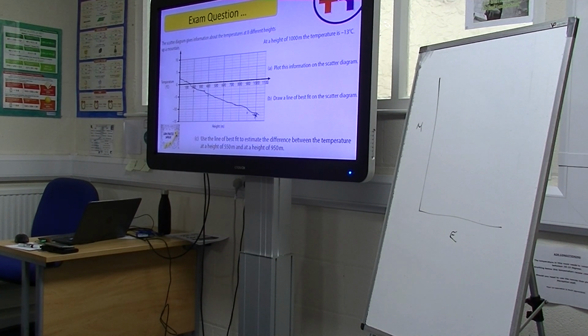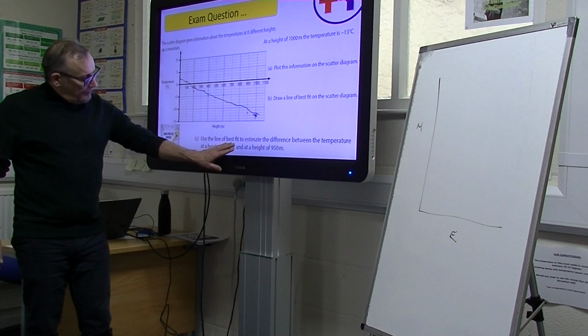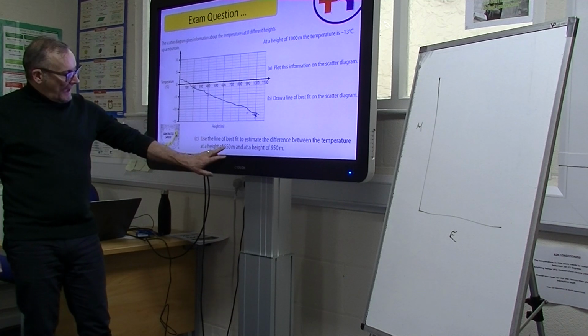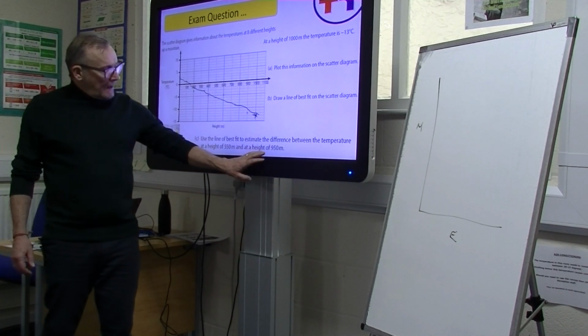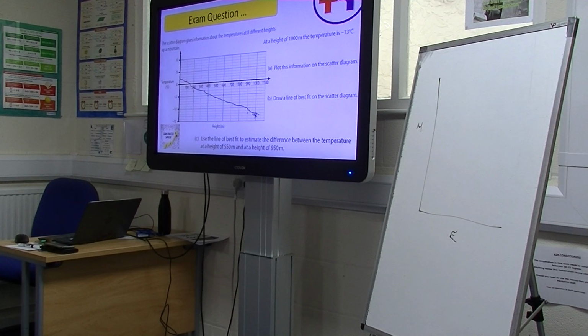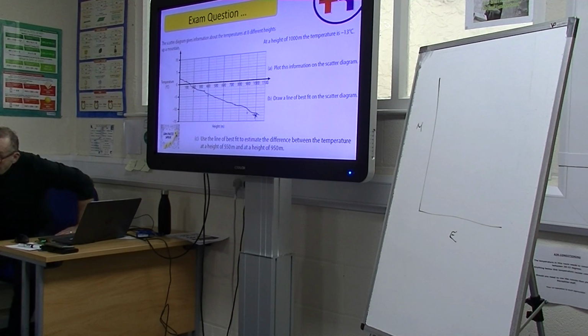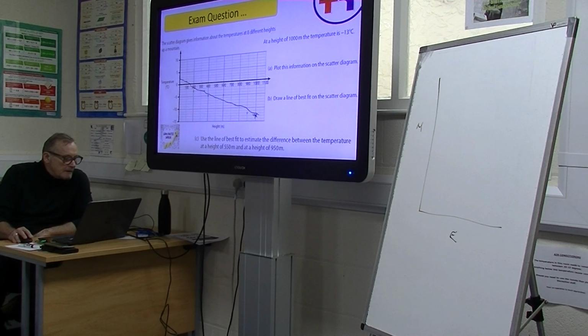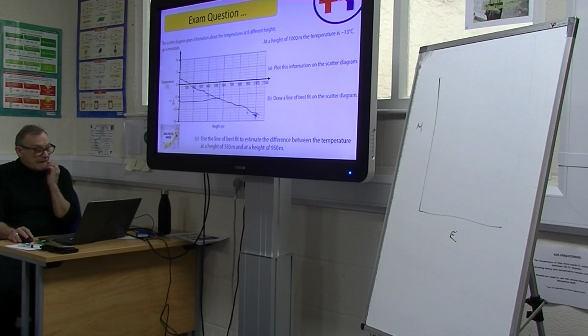And then for part C, it says use the line of best fit to estimate the difference between the temperature at a height of 550 and at a height of 950. So we've got to find 2 bits of information. We go to 550, which is going to be approximately here. Draw a line down, look across. That looks to me to be about -6, could possibly be -7.